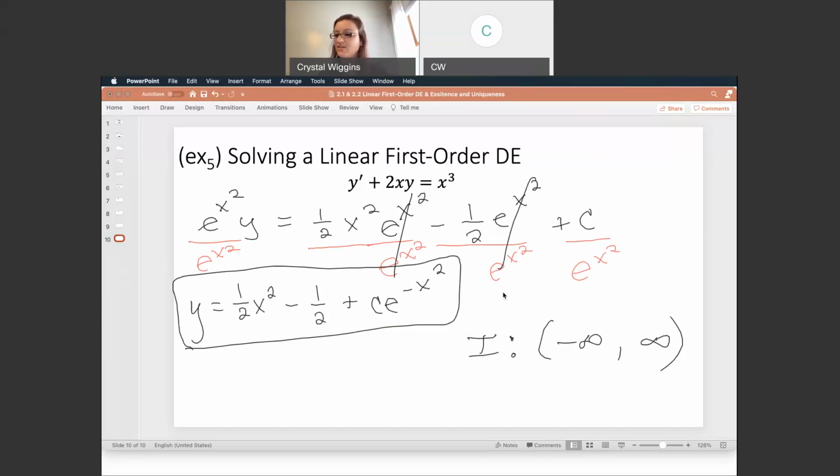Okay, and this concludes our lesson for identifying first order linear differential equations, solving it using an integrating factor, and identifying the interval of existence for all solutions.